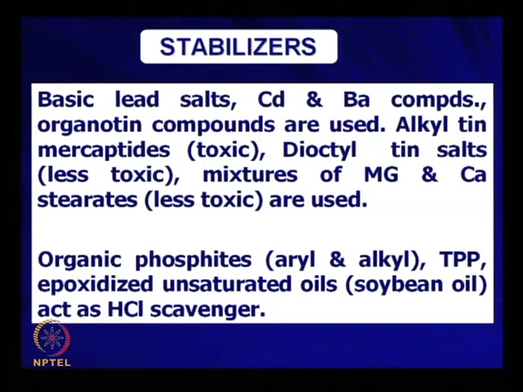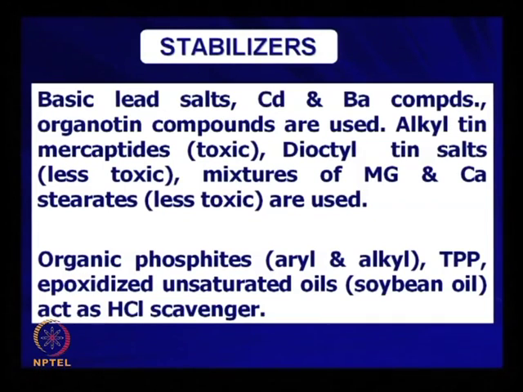Actually, prior to the development of plasticizer, till 1975, mid 70s, there was no flexible PVC technology. Rigid PVC technology was there, and these stabilizers were used. But all these stabilizers, lead, cadmium, barium, tin compounds, these organometallic compounds, are highly toxic. So these were banned, although they are good stabilizers for PVC polymers.